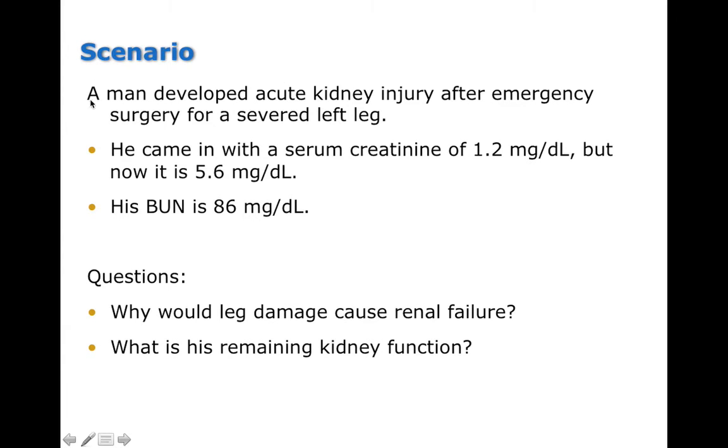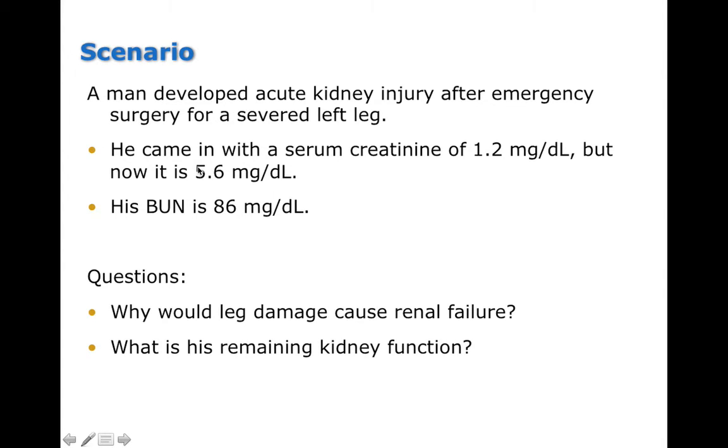Now this next question says, a man developed acute kidney injury after emergency surgery for a severed left leg. He came in with a serum creatinine of 1.2, but is now at 5.6, and his BUN is at 86. Now, if you guys remember, normal creatinine levels are between 0.6 and 1.2 milligrams per deciliter, and normal BUN levels are between 7 and 20 milligrams per deciliter.